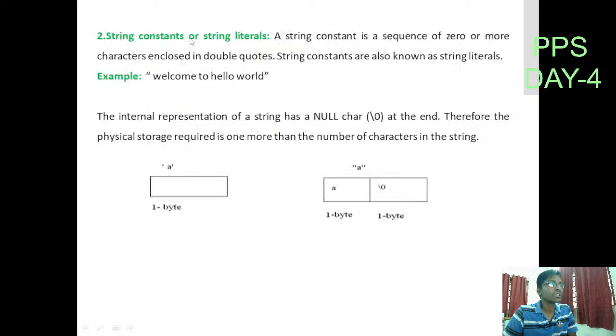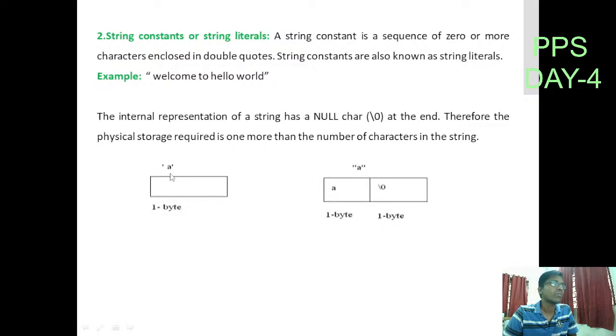And the second one, string constants. A string constant is a sequence of zero or more characters enclosed in double quotes. What is a string? It is a collection of characters, and the collection of characters is enclosed in between double quotes. For example, here I'm writing "welcome to hello world" in double quotes. This type of string can be called a string constant or string literal.